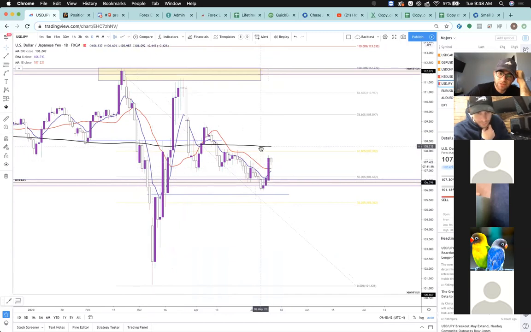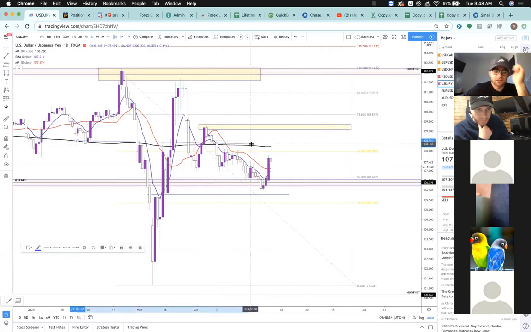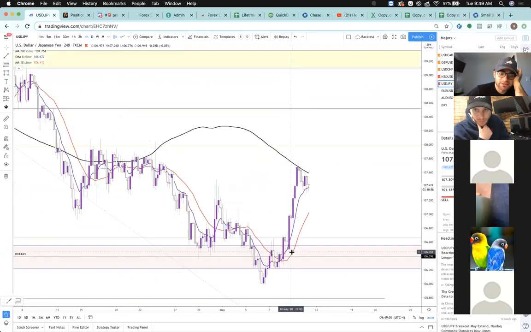We could see much of the same. We could come all the way up to retest this level. I will not be bearish until this level is broken. My overall on this daily time frame will not be bearish. So that is what my structure is. And then as we go down to the 4 hour, we can start to make sense.